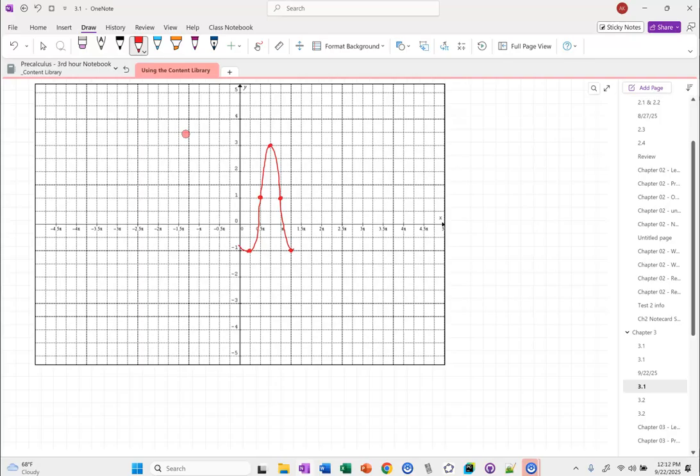So there's my picture for one period. I'm now going to extend this, so I'm just going to keep following the pattern. So like 1 tick mark over, back to the midline, 1 tick mark over, up to the maximum, back to the midline, back to the minimum, back to the midline, up to the maximum, back to the midline, down to the minimum, back to the midline, up to the maximum, down to the midline, down to the minimum, up to the midline, up to the maximum, back to the midline.